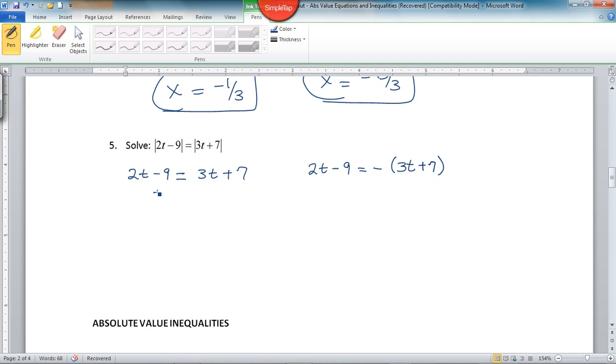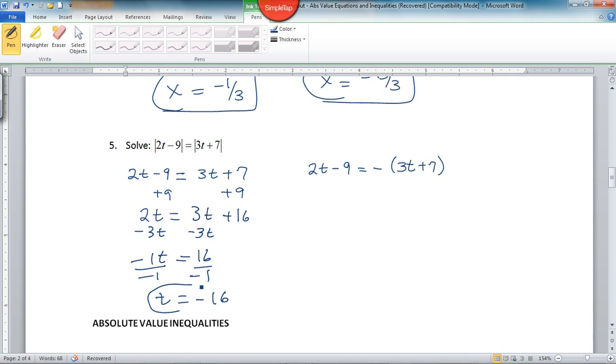So we add 9. So we have 2t on the left equals 3t plus 16. Now I need the t's on the same side, so I'm going to subtract 3t from both sides. That'll get me negative 1t equals 16, and then all I have to do is divide by negative 1. t equals negative 16. Solution 1.